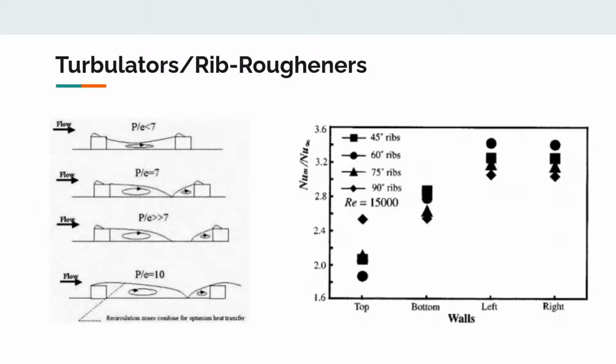Turbulators or rib rougheners are cast on the walls of the internal passages and cool the mid-chord region of the blade, and they introduce a turbulent mixing of the air, which increases heat transfer. Their geometries can vary with angles with respect to the flow, shapes, and configuration, as we can see on this slide. The picture on the left models the flow structure for different rib spacing ratios, and on the right you can see how the angle affects the Nusselt number, or the ratio of convective to conductive heat transfer at a boundary in a fluid.